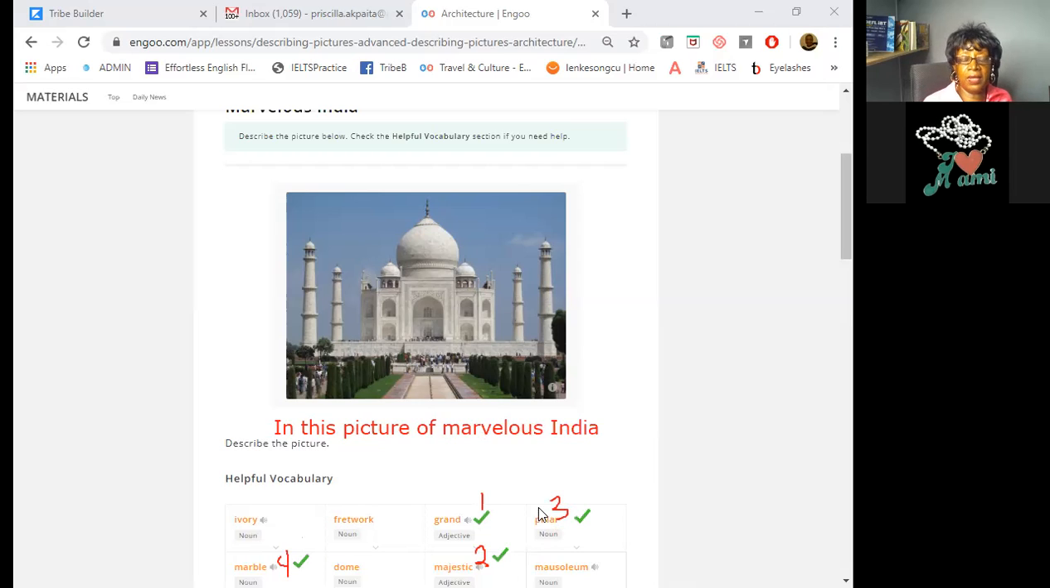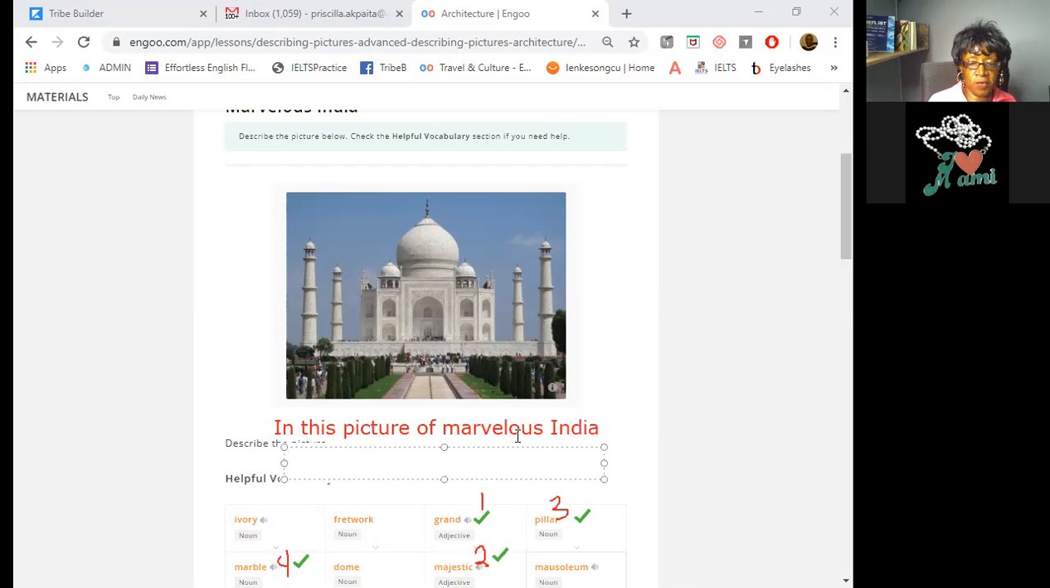Okay, good. You still had an unnecessary sound in there, but you're getting close. Try again. In this picture of marvelous India, I see grand, majestic pillars made of marble. Again. In this picture of marvelous India, I see grand, majestic pillars made of marble. Okay, let me type what you're supposed to be saying.